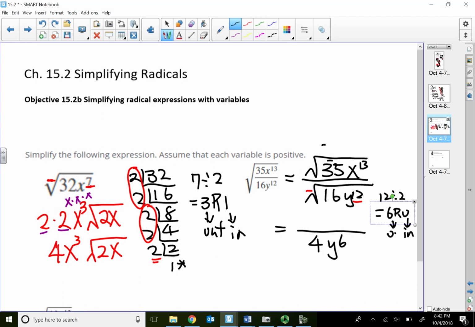Now 35. Break it down by prime numbers. 35 is only 5 times 7. So there's only one 5 and one 7. Nobody can go outside because I don't have two of the same number. So that means my 35 stays inside the square root. The x is right behind the 35. There are 13 of those. So if I take 13 divided by the root, 2, that will give me 2 going into 13 six times, remaining 1. So that tells me 6 x's go out, which is x times itself 6 times, which is x to the 6th. And one of them stays in. So my answer is x to the 6th times the square root of 35x, the whole thing over 4y to the 6th power.